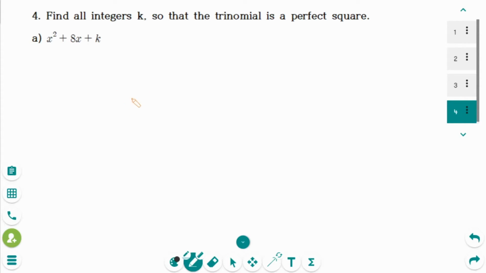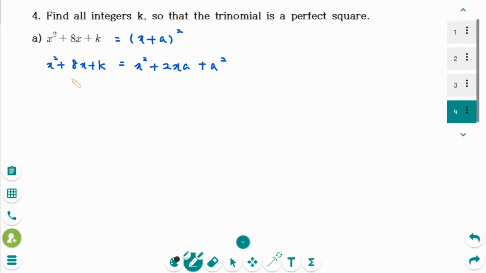This is the next one. In question 4, x squared plus 8x plus k is a perfect square. So it can be rewritten as x plus a squared. When we expand x plus a squared, it is x squared plus 2xa plus a squared. The left side is the same as the right side.